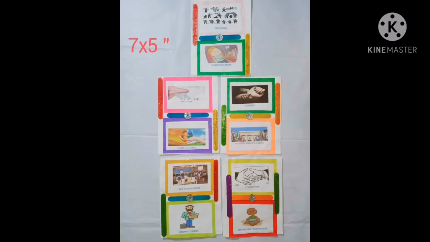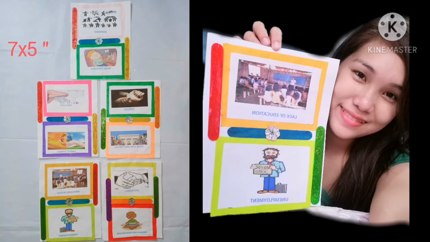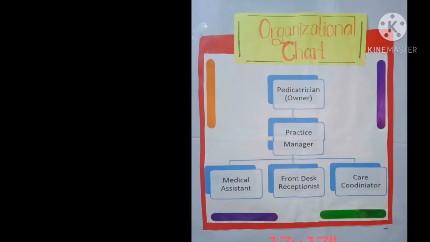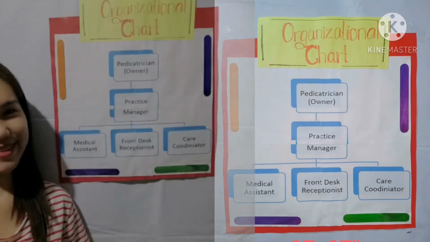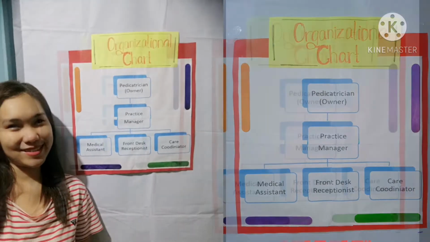Next is flashcards. This visual symbol contains an amount of information about the top 10 current global issues before the pandemic happened. This card is held up for students to see as an aid to learning. Next is chart. This visual symbol shows the medical team structure of an organization and the relationship and relative ranks of its parts and positions.